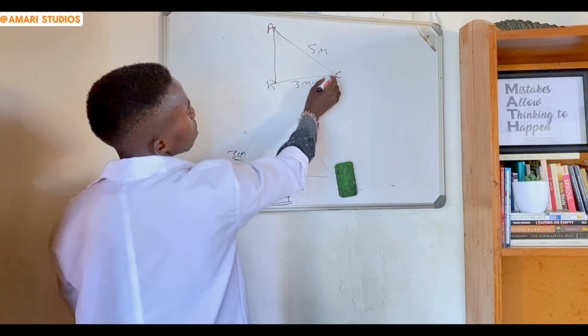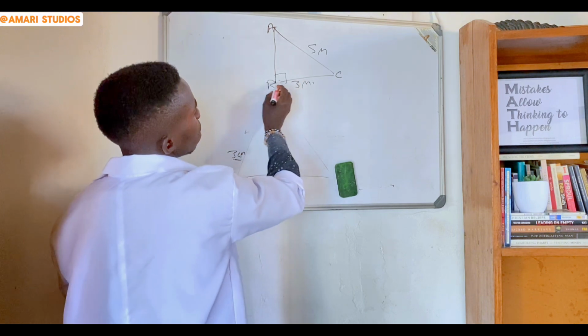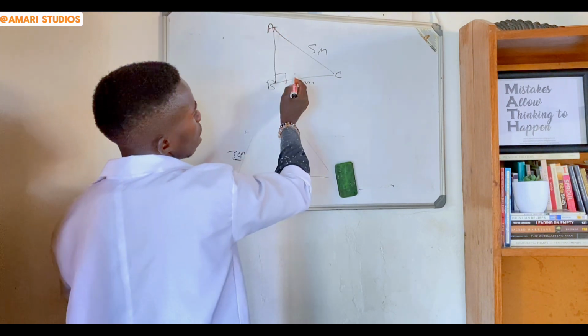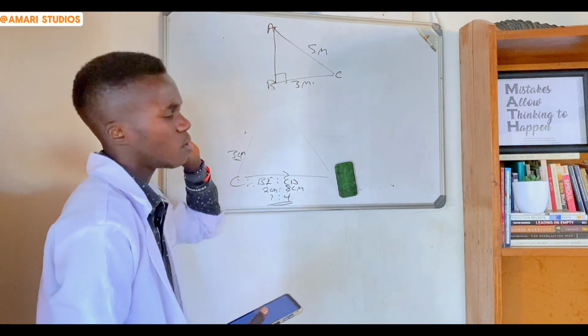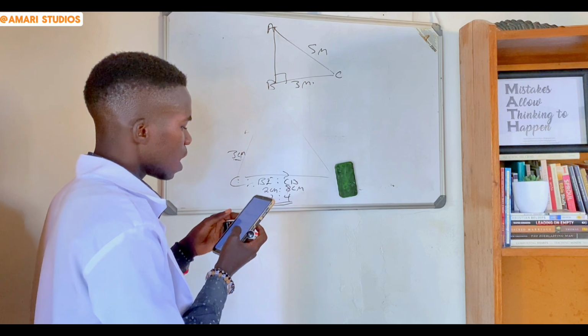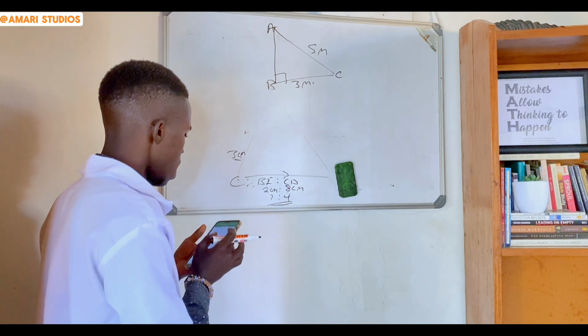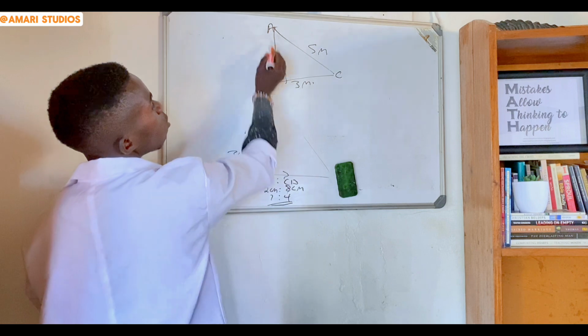This is AB, then we have AC. Then the angle between AB and C is going to be 90 degrees. So as you can see, this is a right angled triangle. So now the question is saying calculate the height of the wall AB. Calculate the height of the wall AB.